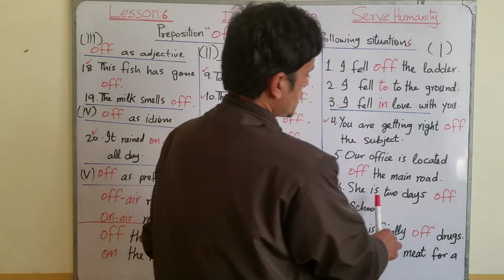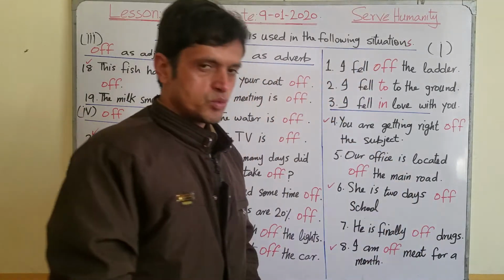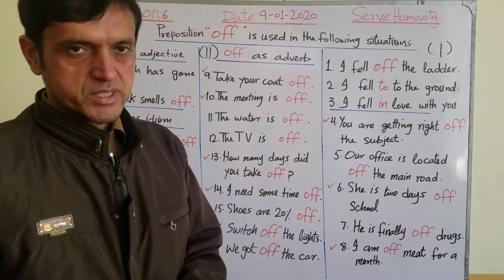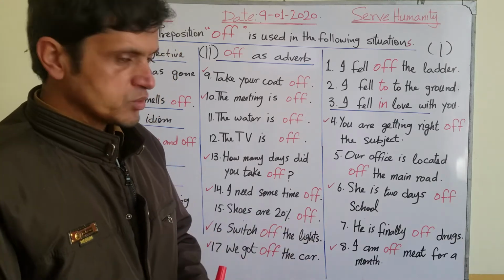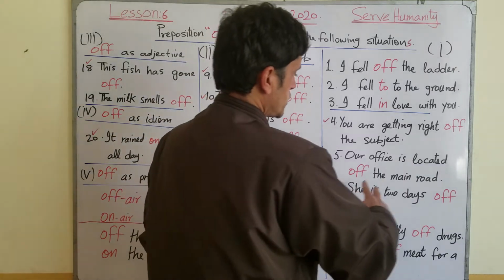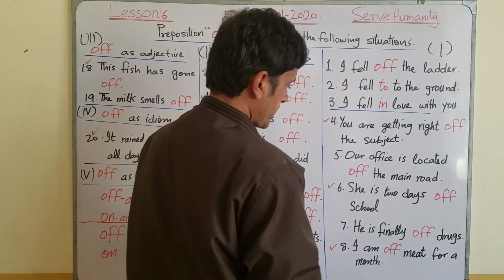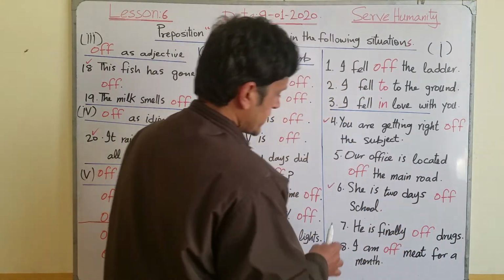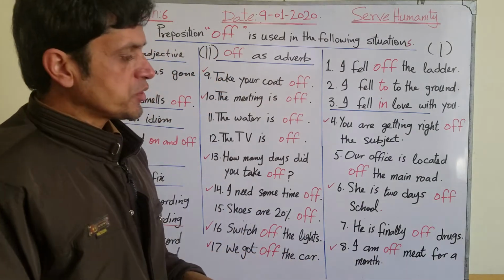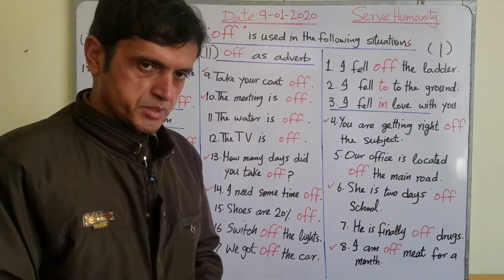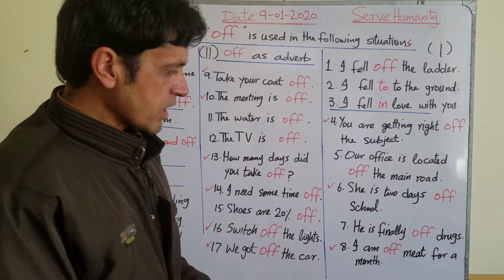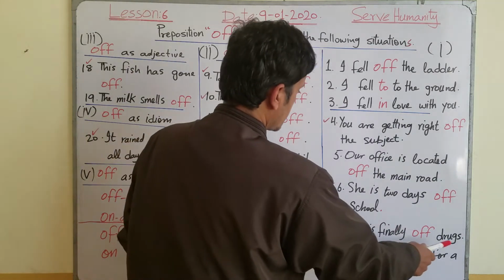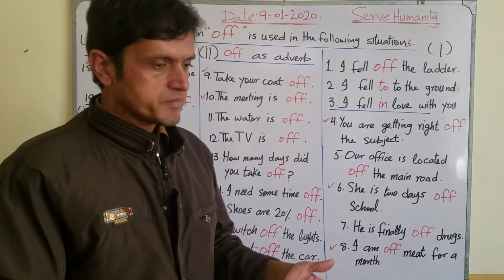Number six, she is 2 days off school. It means that she does not come to school for 2 days. Number seven, he is finally off drugs. It means that he stopped using drugs. So he is finally off drugs.